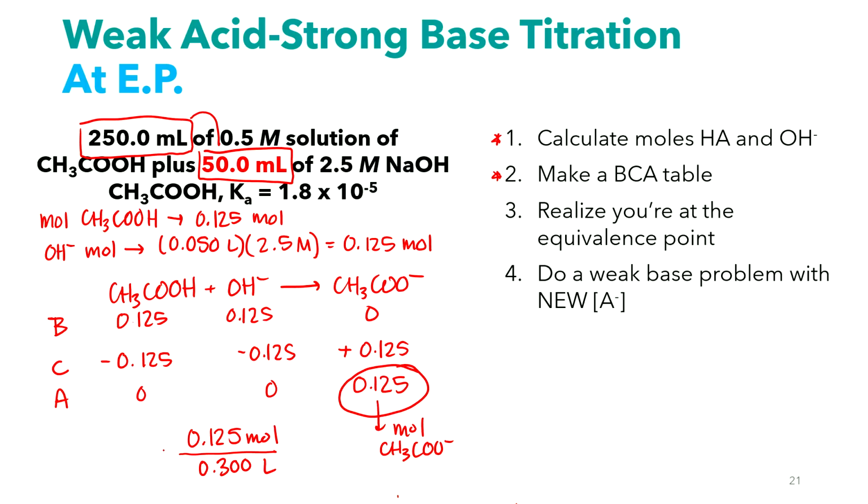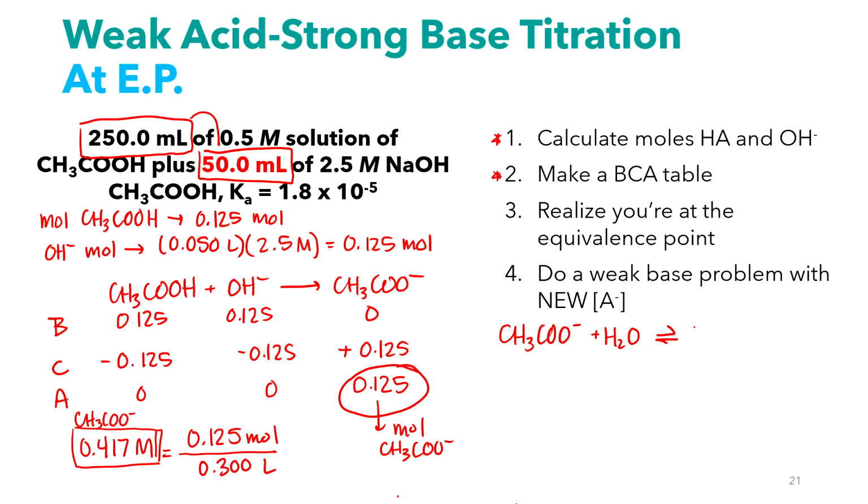And I have a concentration of 0.417 molar. Okay, so again, I've made a weak base solution. And what do weak bases do? Well, they make a little bit of OH minus. So now I say, hey, I'm going to take that and put it into an ice table.